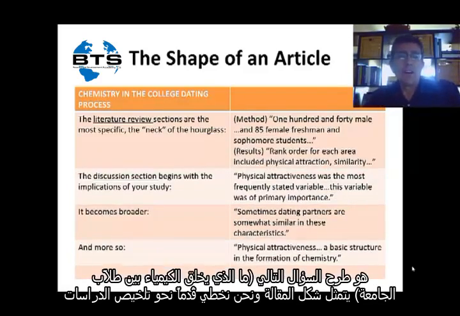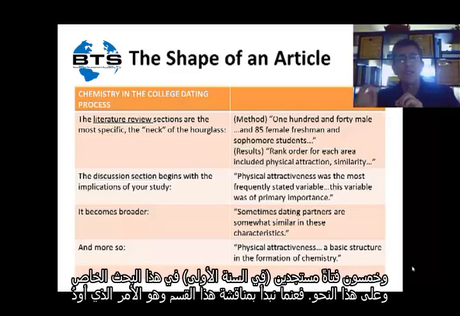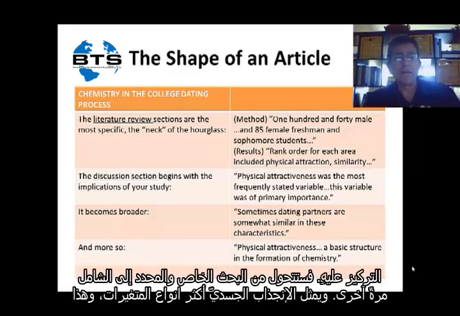Now, as we get into the literature review, it is probably the most specific because it's all the specific details. According to Smith, there are 140 males and 85 freshmen in this particular study, those types of things. As we get to the discussion section, this is the part I want to focus on. It goes from a little bit more specific into broad again.